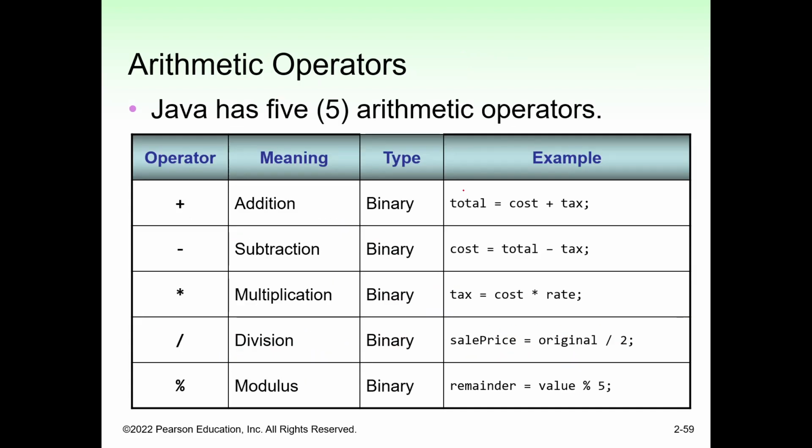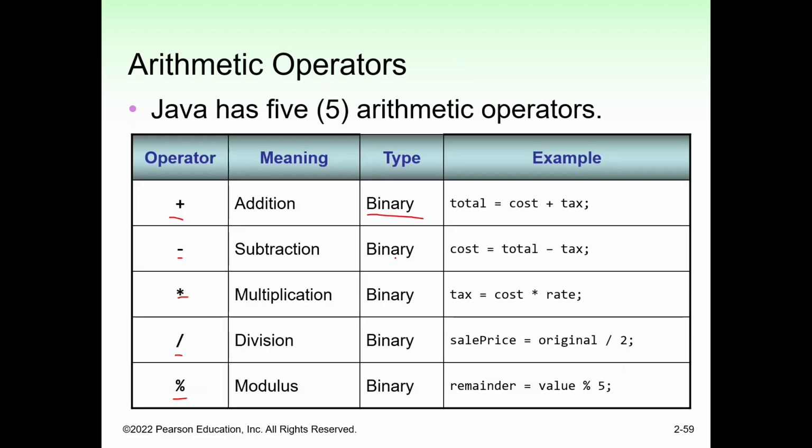All right, new topic, arithmetic operators. So Java has 5 arithmetic operators. This one is addition, subtraction, multiplication, division, and modulus. And I showed you all of those in Python already, so you shouldn't have any problems with these. And I mean, you know, plus is addition, minus is subtraction, a star is multiplication, slash is division, and the percentage sign is a modulus.